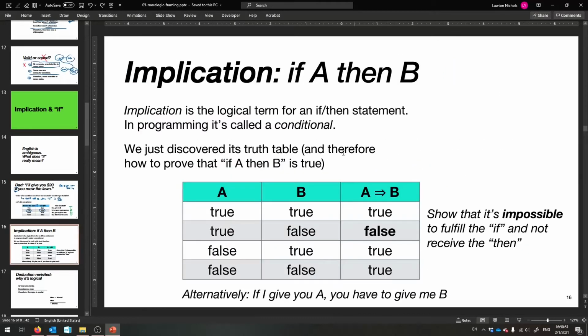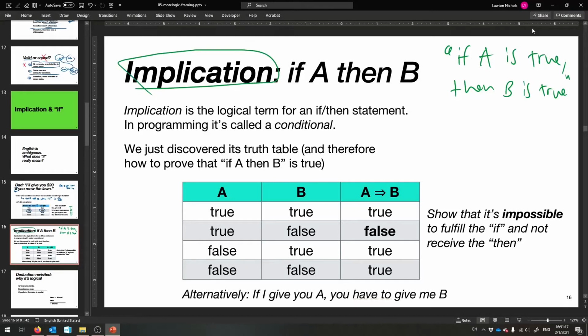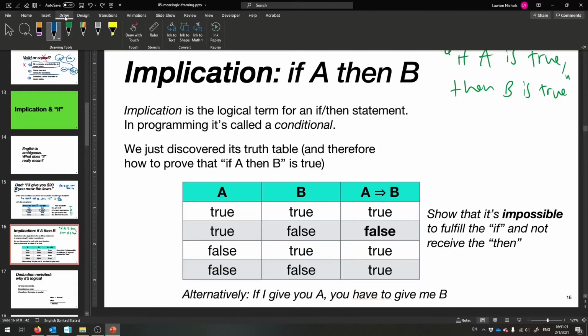So let's talk about it in real life now. Let's talk about it logically. So implication is the logical form of if A, then B. It's saying if A is true, then B is also true. Okay, so that is if A, then B. We call it implication. That's the fancy symbol in logic. All right, so it's a logical term for an if-then statement.